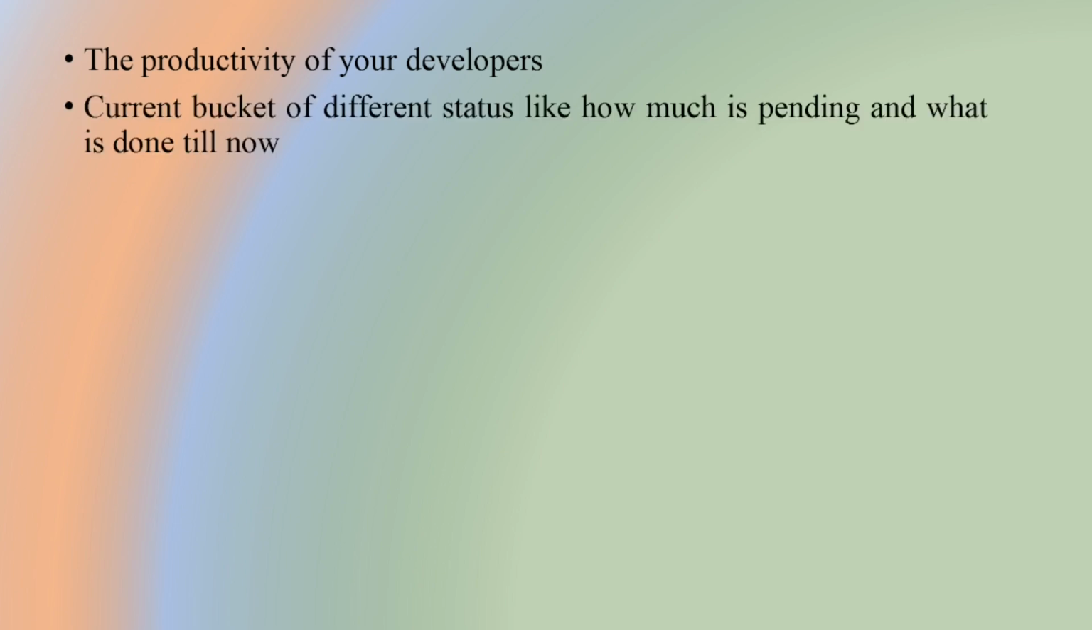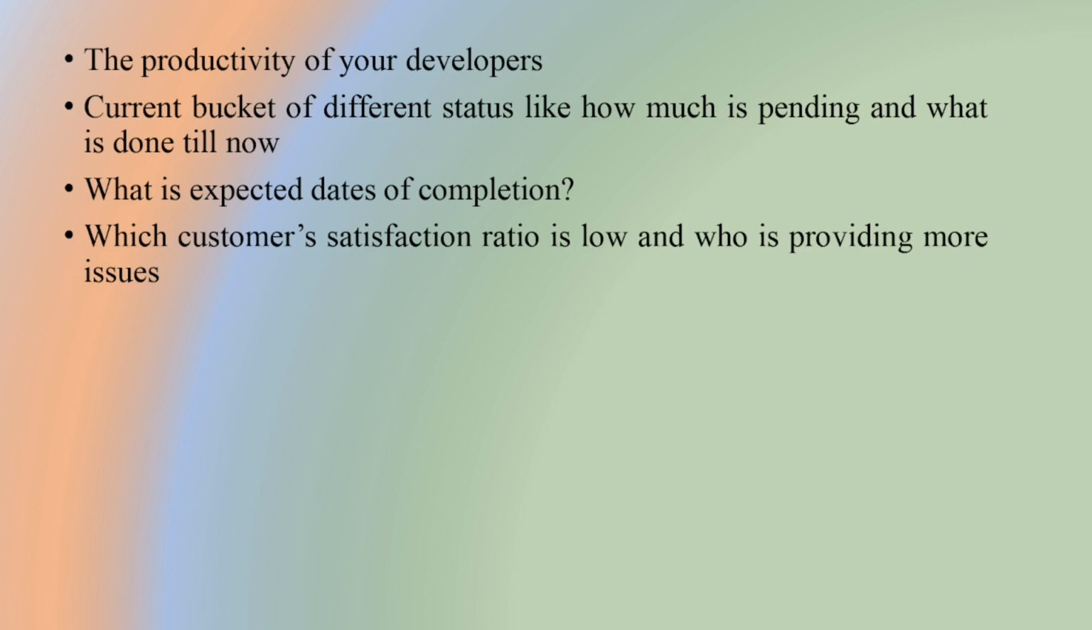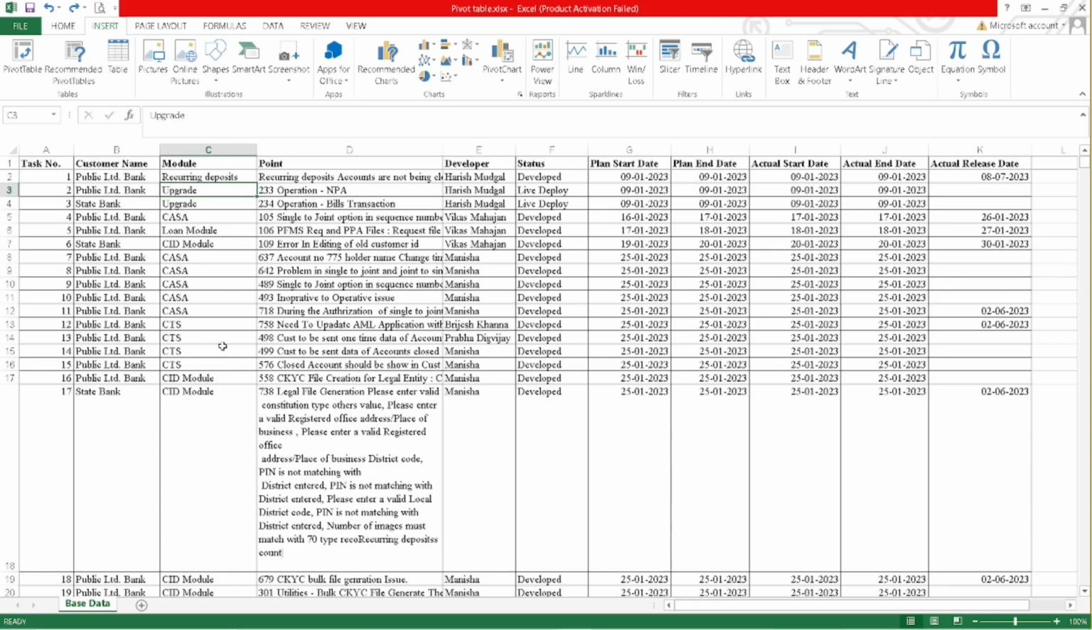So out of this data, we might require to get much information. We can extract a number of MIS reports or information from this data, right? We need to know what is the productivity of our developers, how many points they are completing within a particular time frame, what is the current bucket of different statuses, like how much is completed, how much is pending, what needs to be approved, what needs to get done, right? What is deployed, what is the expected date of completion, what is the time of completion of all the points or the whole product, which customer is more satisfied, which customer's satisfaction is low, and who is providing more issues, and like this we can have multiple questions, right?